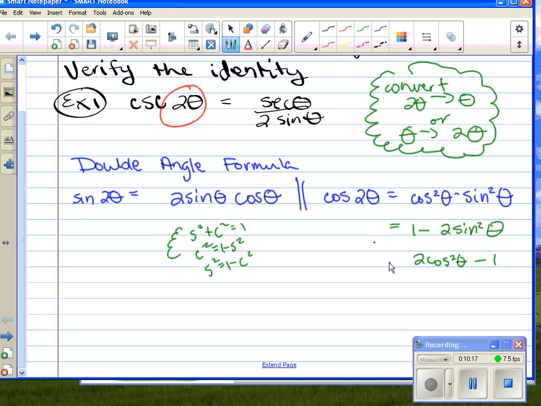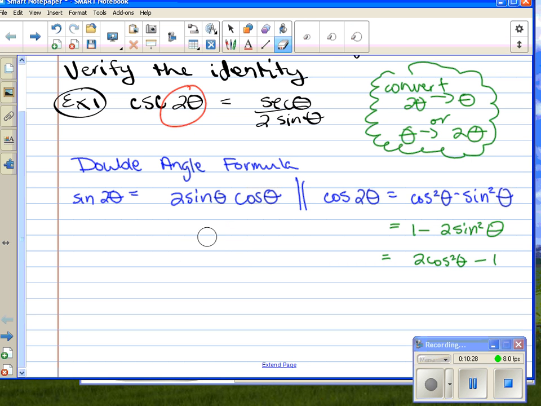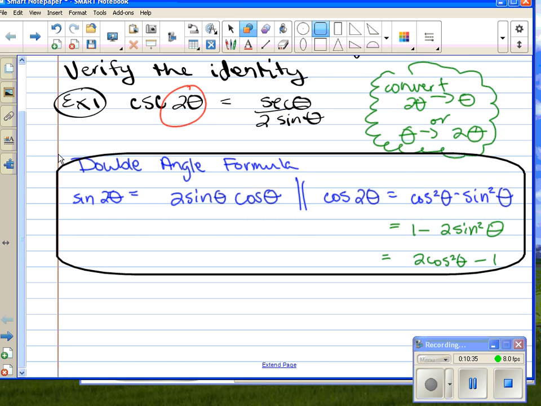Sometimes you're going to want to write these in terms of just sine or just cosine, so you want to keep these extra ones in mind too. All right, so those are my double angle formulas. Can you tell why we call them double angle formulas? It's like you're doubling the angle and putting it in terms of a regular angle. Hip hip hooray.